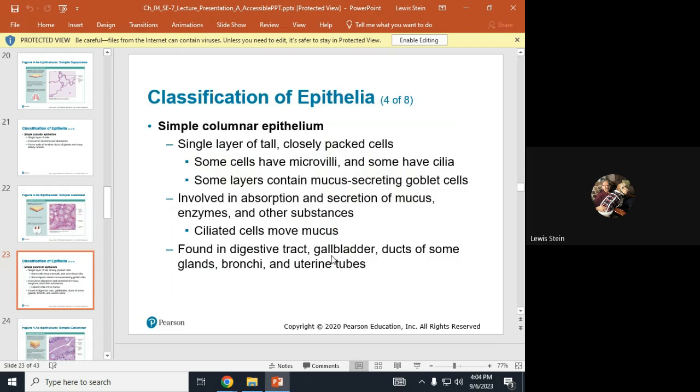I know because my middle one was worked up for this at Mercy Hospital near Duquesne.